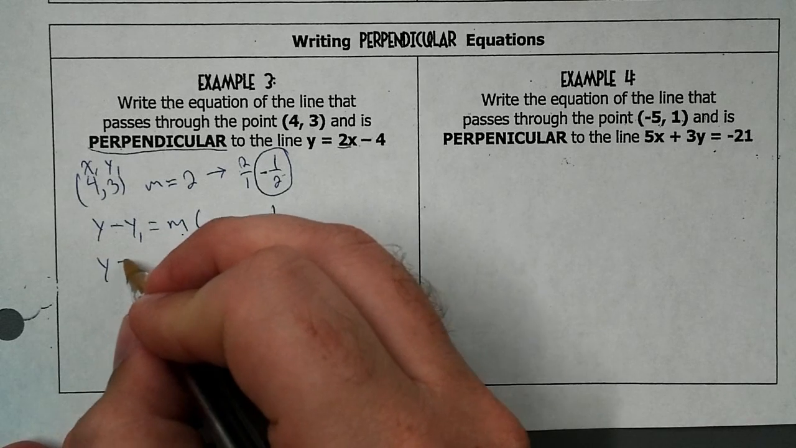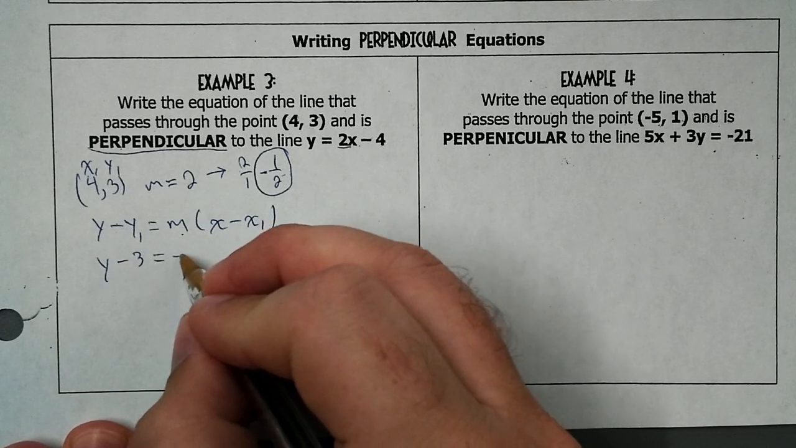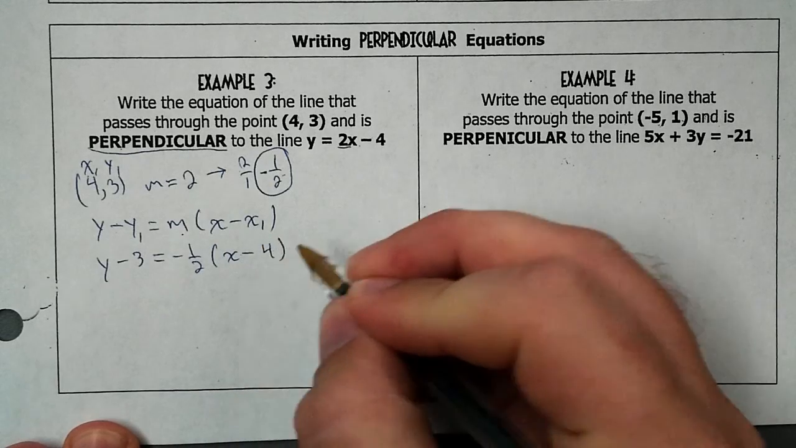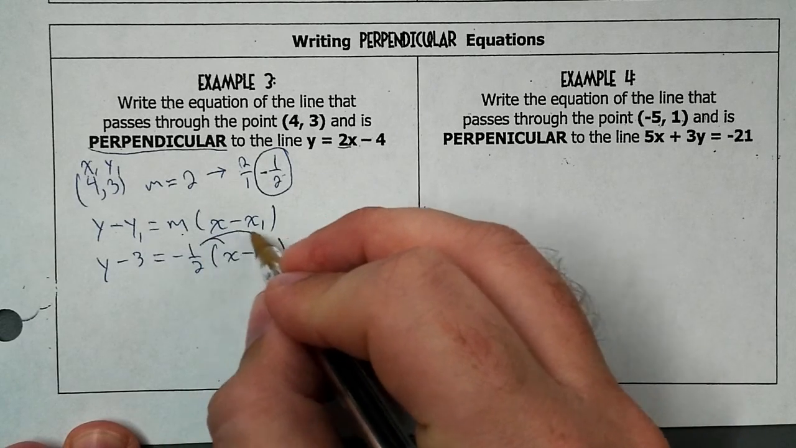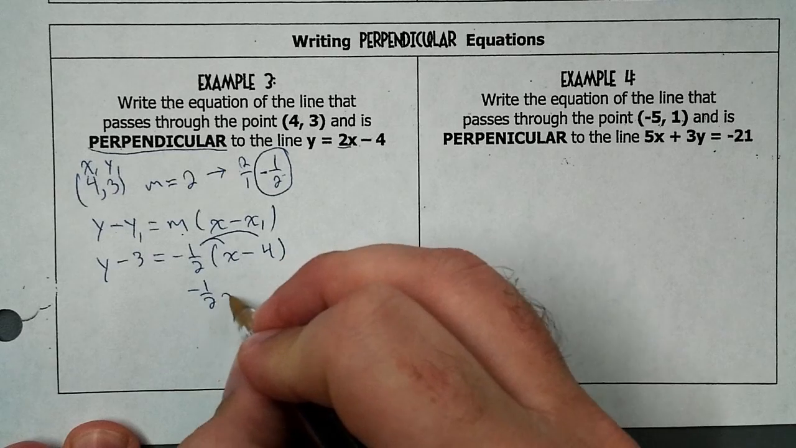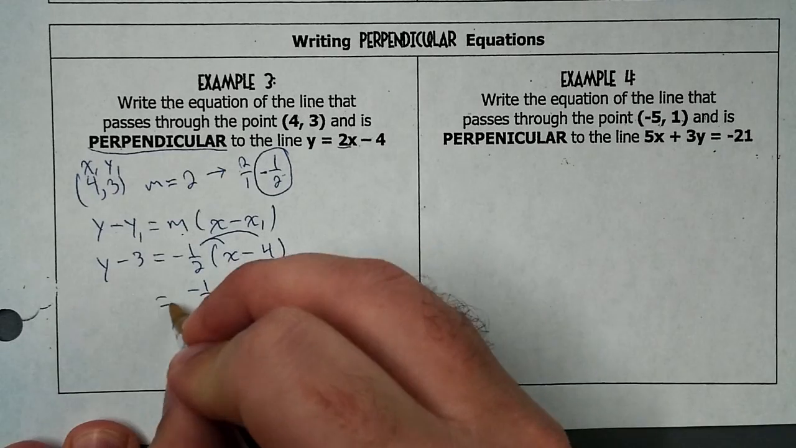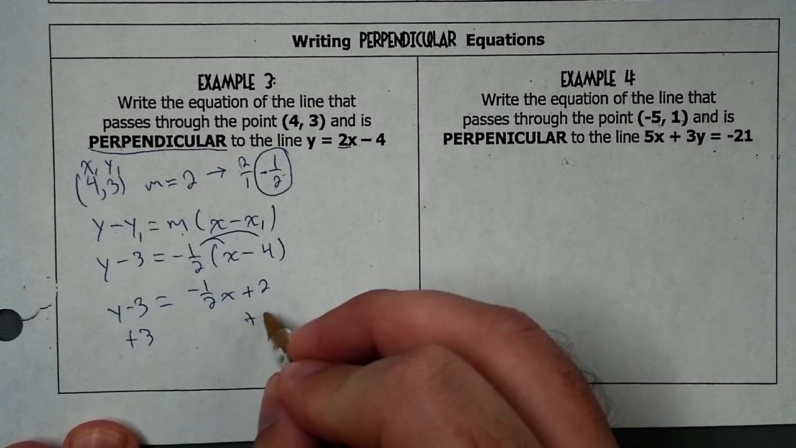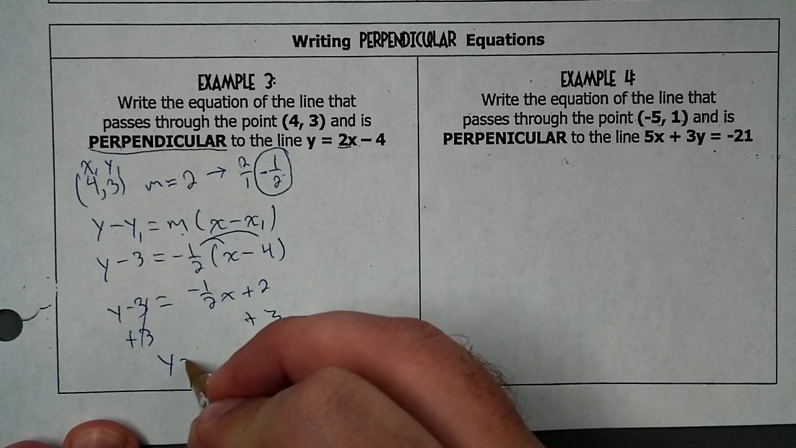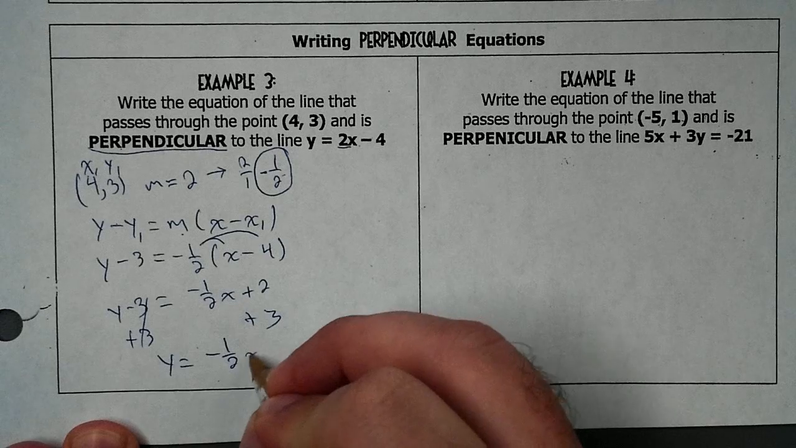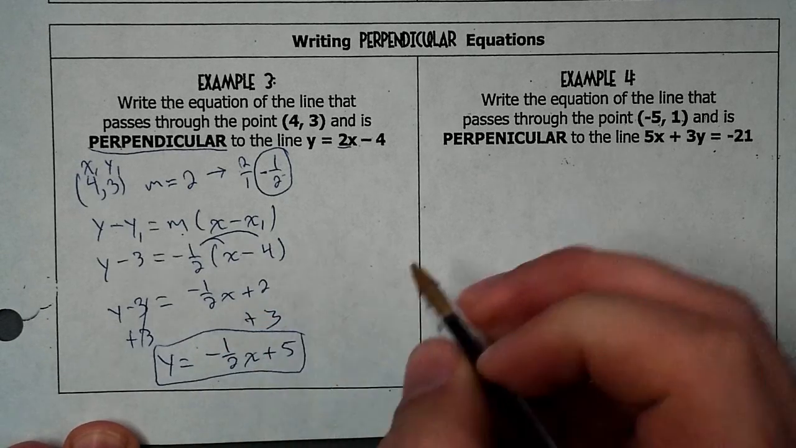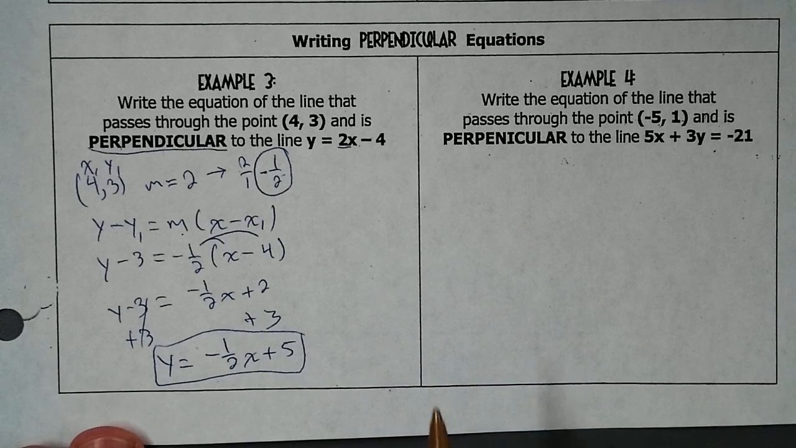So y minus 3 equals negative 1/2 times (x minus 4). Distribute, so that's negative 1/2 x plus 2 equals y minus 3. Move your number, so add 3. You get y equals negative 1/2 x plus 5. So that is my equation that's perpendicular to this equation.